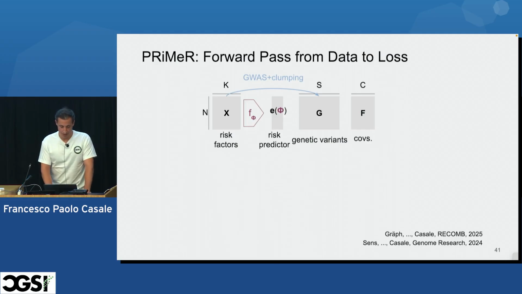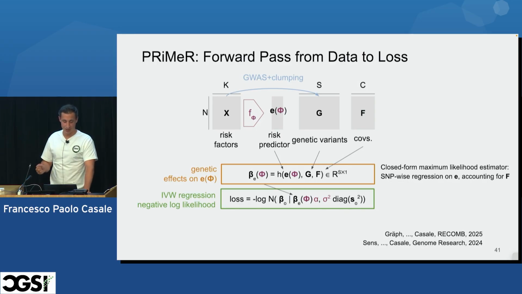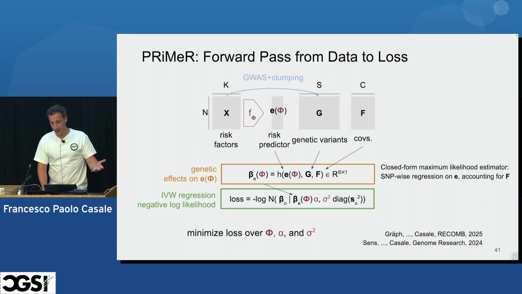And so of course, we can compute the risk predictor by applying a differentiable function on the risk factors. And then we can compute the genetic effects on this aggregate risk factor. This is just a closed-form maximum likelihood estimator doing the SNP-wise regression on E, accounting for the covariates. And then we have the inverse variance weighted regression negative log likelihood, where we regress the effects on the aggregate exposure versus the effects on the outcome. And then we can minimize this loss over phi, the parameters of the function, the directional effect alpha, and sigma squared.